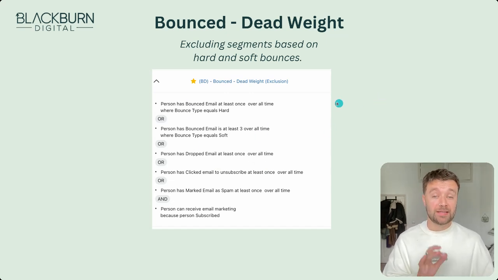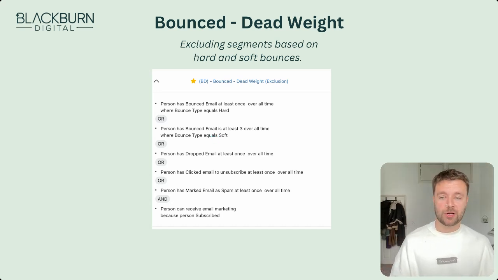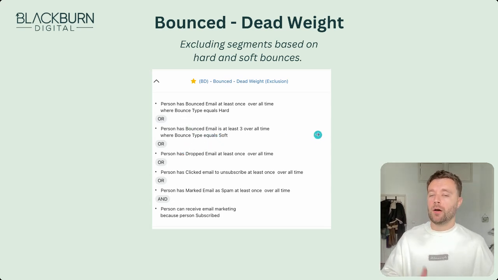For me, if it's had one hard bounce, I want to remove it. But if someone's soft bounce, I'm happy to give it three times over all time before I look to exclude it. And then extras on this to make it dead weight. They've dropped an email at least once after all time. They've clicked an email to unsubscribe once over all time. They've marked us as spam.